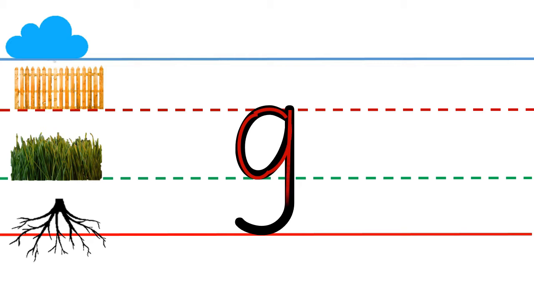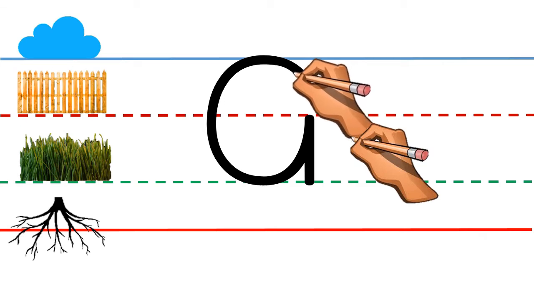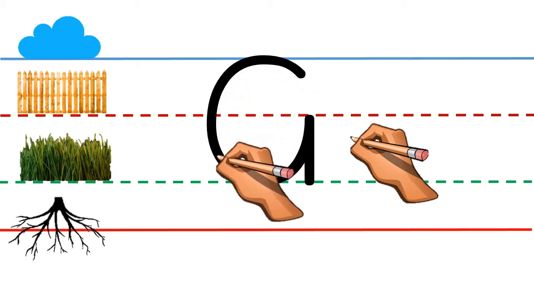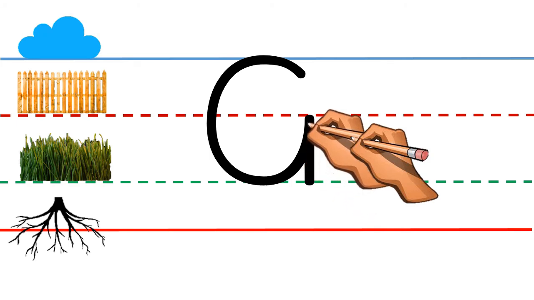Now we will learn the formation of capital G. Put your pencil on the skyline. Make a semicircle and touch the grass line. Now go up and touch the fence line. Now come down straight and touch the grass line. Try again, kids.